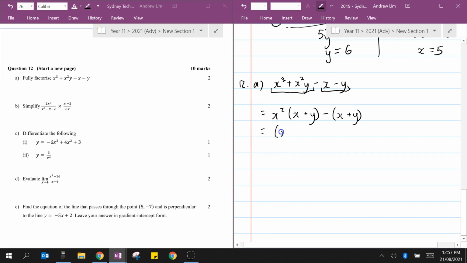That allows us to factorize this to x plus y, x squared minus 1. However, this is not fully factorized because this is a difference of 2 squares. So that leaves me with x plus y, x plus 1, x minus 1.